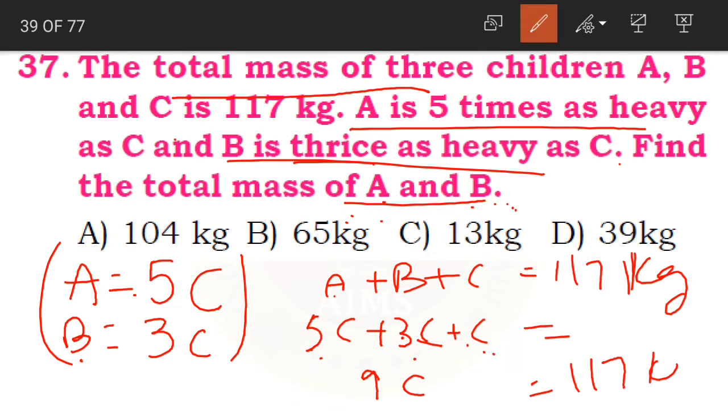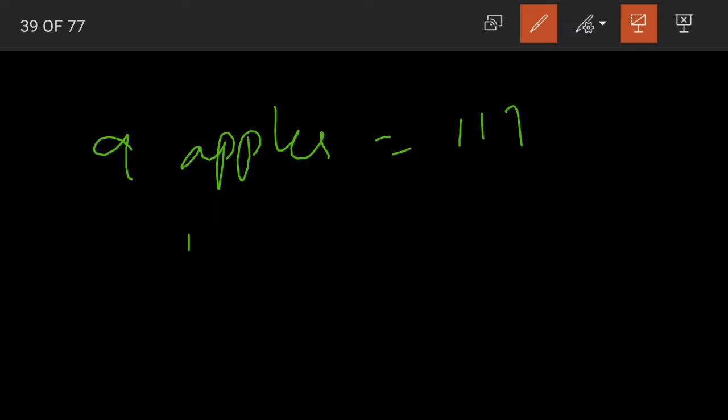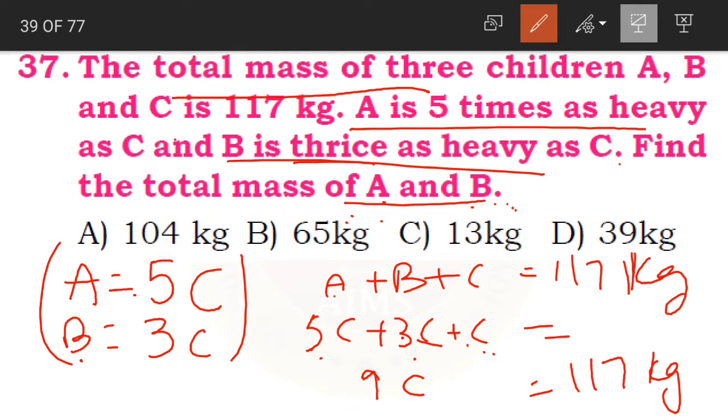9C is equal to how much? 9C is equal to 117 kgs. Now if I say 9 apples cost 117 kgs, how much does 1 apple cost? How will you do? 117 divided by 9. Yes children? 117 divided by 9.